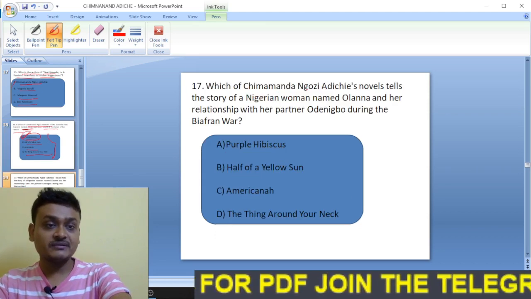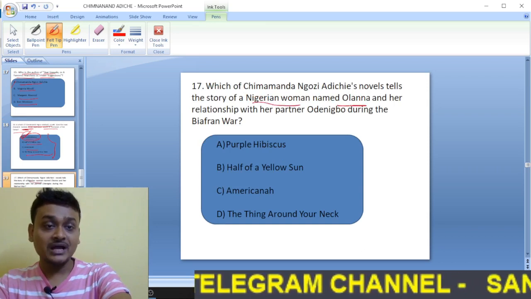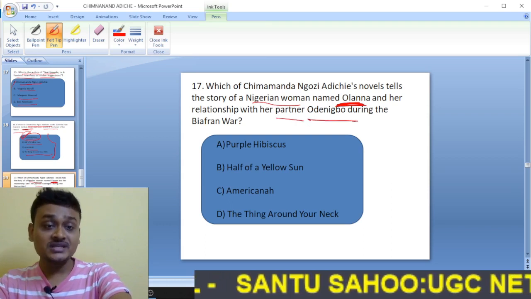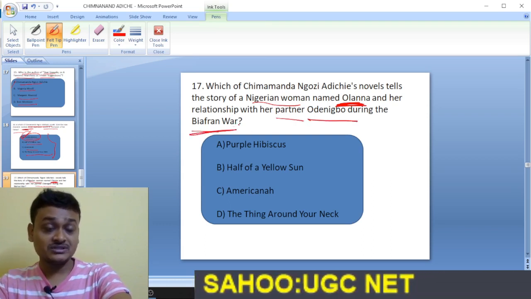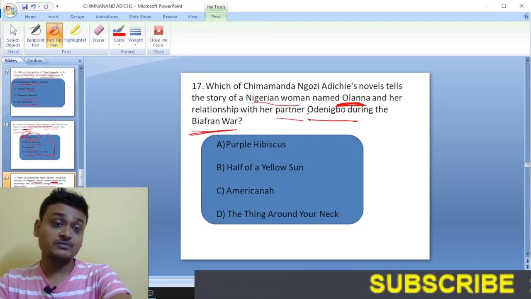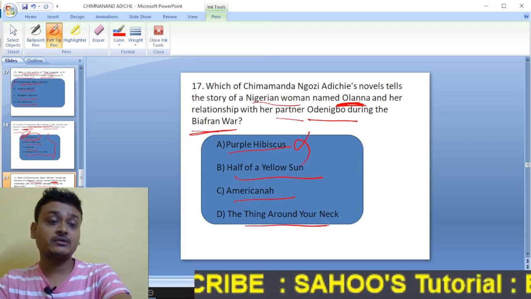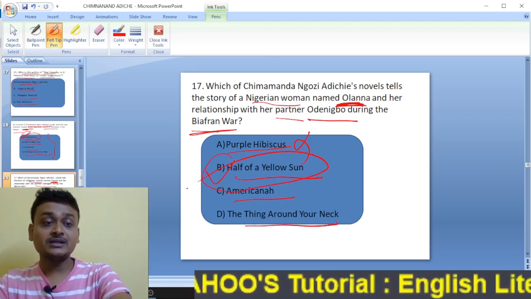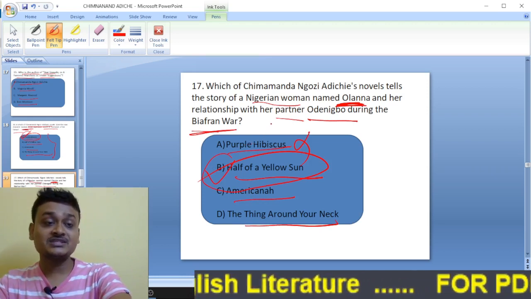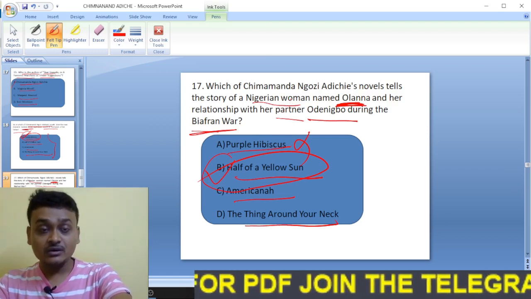Next question. Which of Chimamanda Ngozi Adichie's novels tells the story of a Nigerian woman named Olanna? It is the story of Olanna and her relationship with her partner called Odenigbo during the Biafran War. Purple Hibiscus, Half of a Yellow Sun, Americanah, or The Thing Around Your Neck. So it is Half of a Yellow Sun. As I have earlier mentioned, Half of a Yellow Sun is set during the Nigerian-Biafran War of the 1960s, and it is the story of Olanna and her relationship with her partner named Odenigbo.